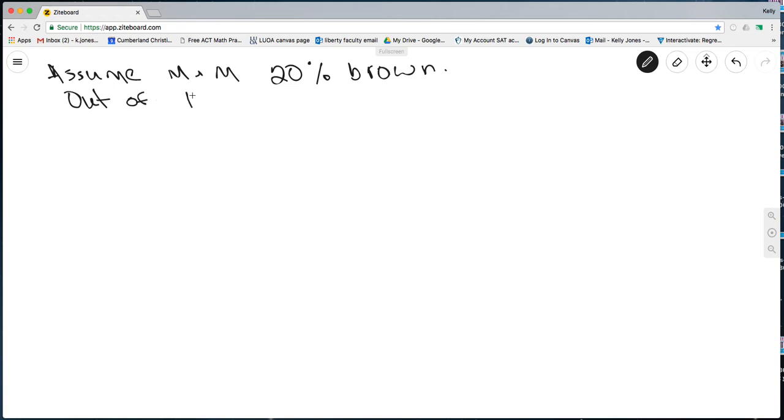All right, let's stick with our M&M example. So once again, we are going to assume that M&M said that there are 20%, I'm sorry, brown. And let's say we have a new sample now. Let's say I had, out of 120 M&Ms, I found 42 brown.